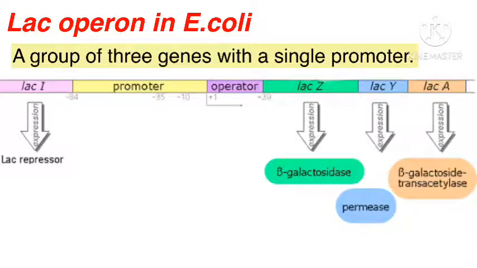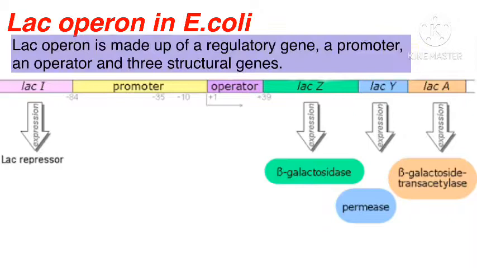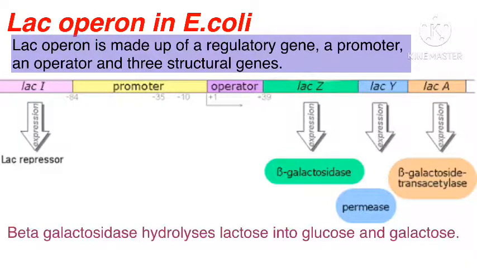Regulation of the Lac Operon was first studied by Jacob and Monod in 1962. Structurally, the Lac Operon is made up of a regulatory gene, a promoter, an operator, and 3 structural genes. The 3 structural genes of the Lac Operon are referred to as LacZ, LacY, and LacA genes. The LacZ gene encodes for beta-galactosidase, an enzyme primarily responsible for the hydrolysis of lactose into its 2 monosaccharides.